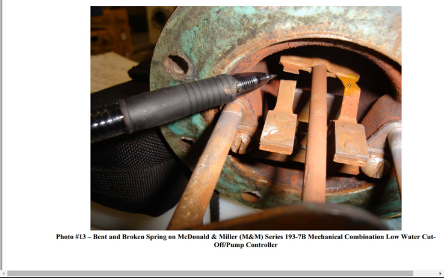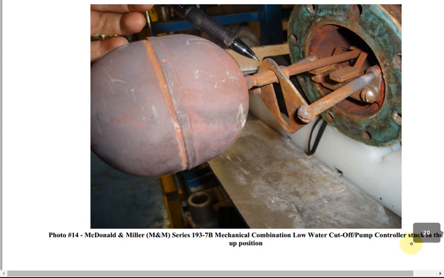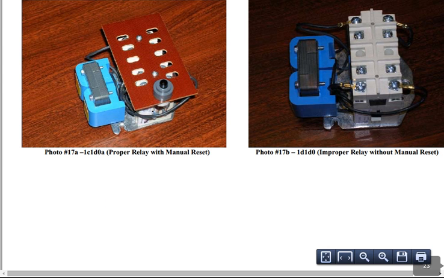Anyway, this part was bent, and that part was actually snapped on the low water cutoff controller. And so they probably bypassed it, somebody may have bypassed it instead of figuring it out. Then they're showing you here the cutoff controller was stuck in the up position. I'm not certain. I didn't read the whole report, but they went in there and had to figure it out. And then they said, oops, somebody didn't put the relay in right. Yep. Okay, there was a great report. There's more out there if you want to look at it.